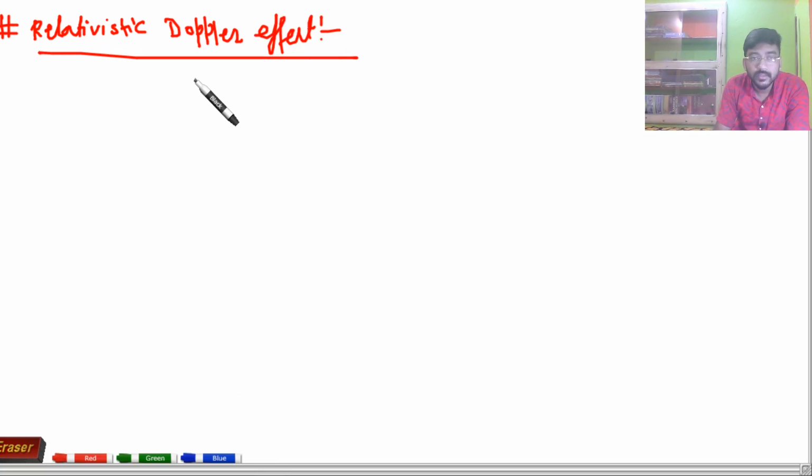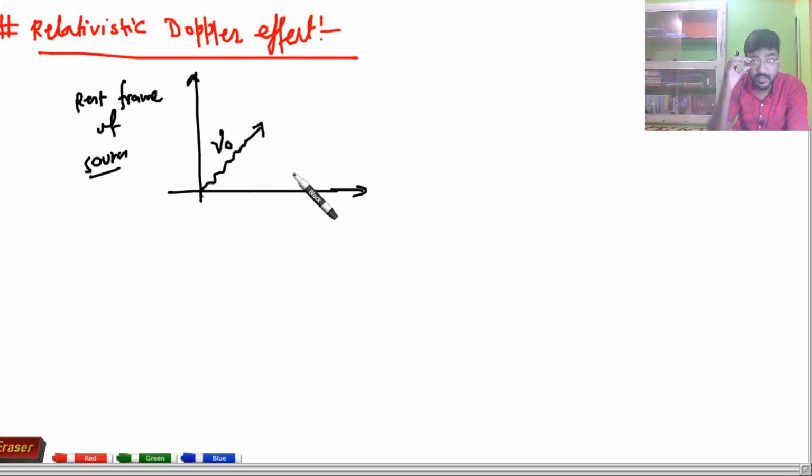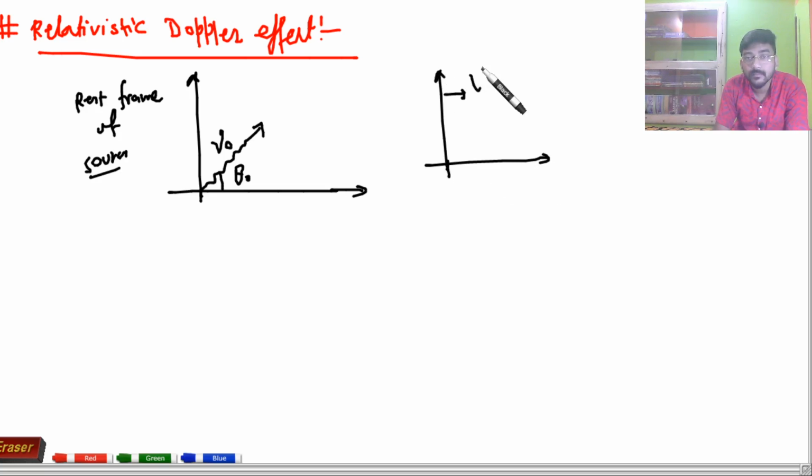Again, let me take this is a frame where this is the source, the rest frame of the source. Okay, source of light of frequency nu naught is emerging like this at an angle theta naught, and in another frame which is moving with velocity v, let me suppose that the frequency of that light is nu and this is emerging with this axis at an angle theta.